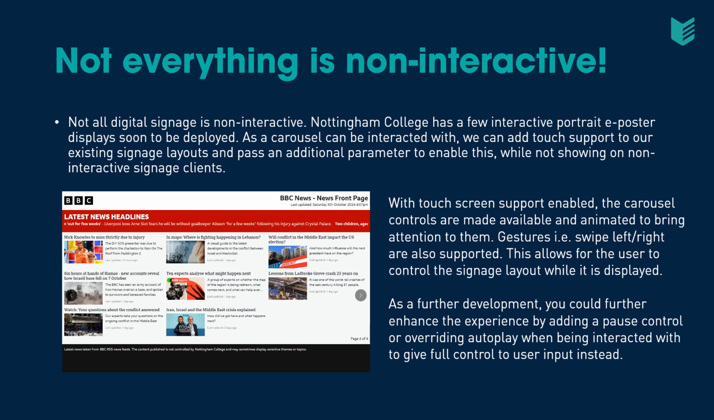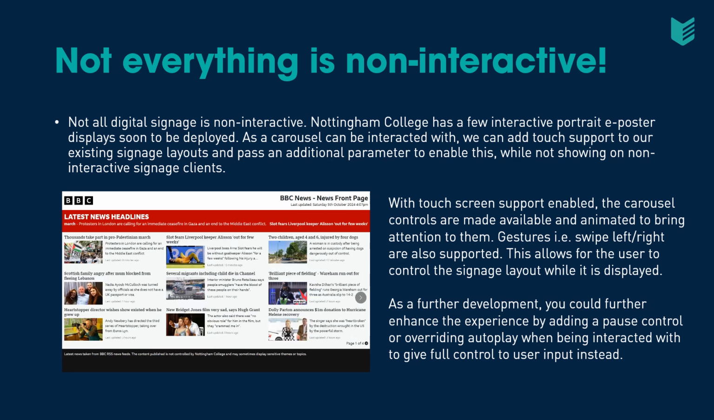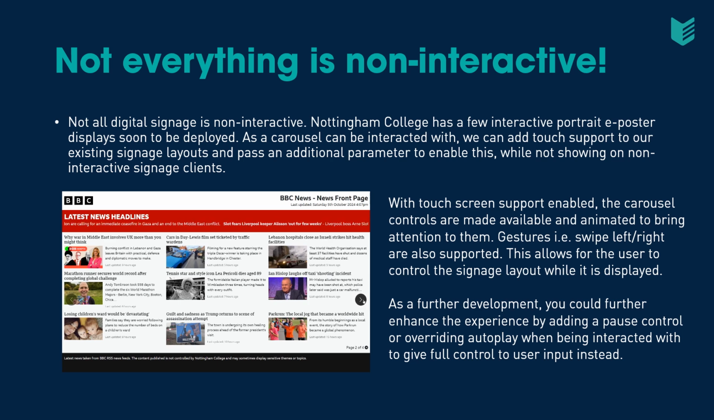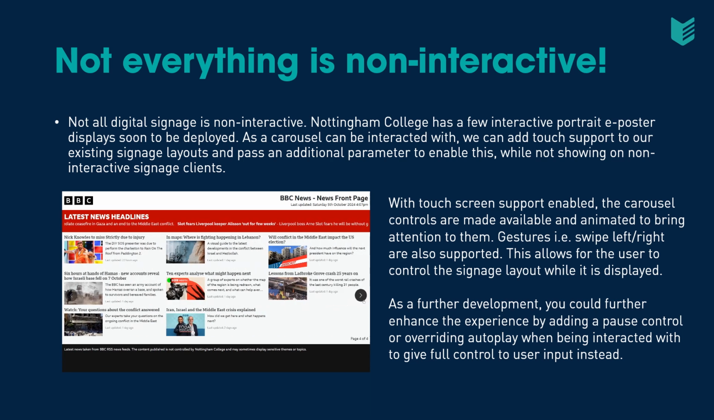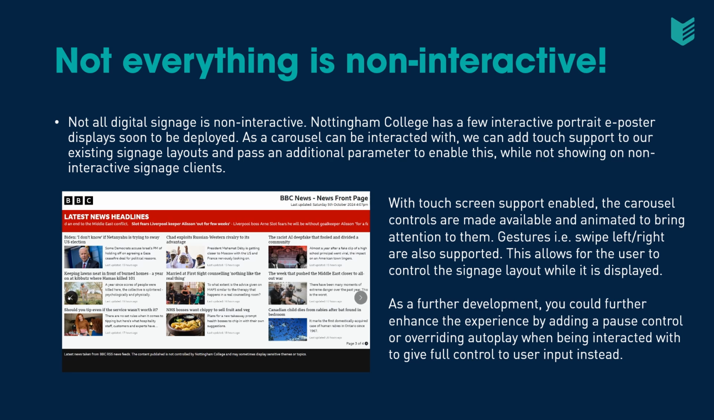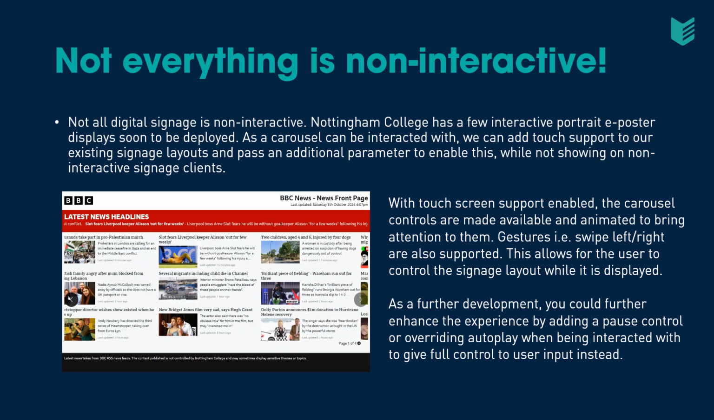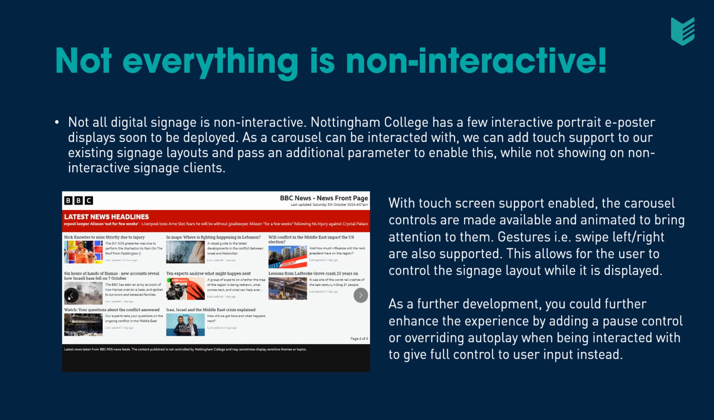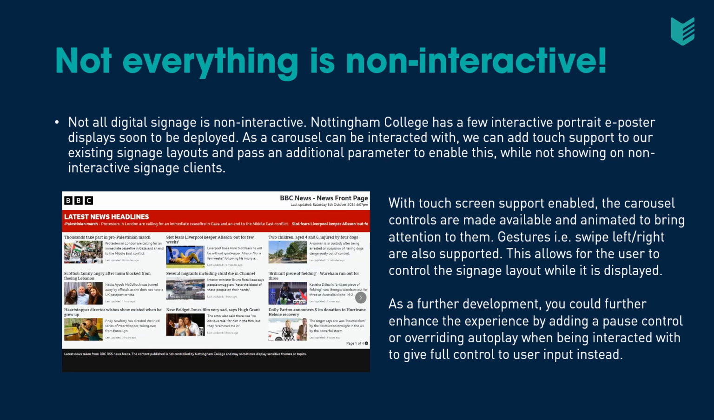But what we've been able to do is, again, not duplicate a layout. We've used the same concept: when we pass a certain URL parameter in, it will enable the touch features of the carousel. So we can see that we've got the controls here, on the left and right, the buttons. They're pulsing to bring attention to them, and you can see there's a mouse click at the moment doing that, but in reality that could be a user swiping or tapping on the controls. So it really does allow control of the actual signage layout by the user.